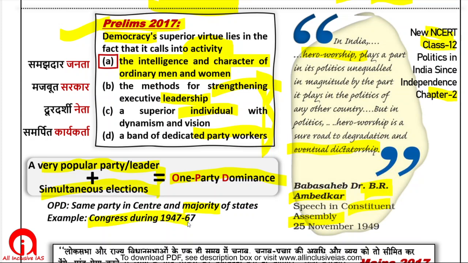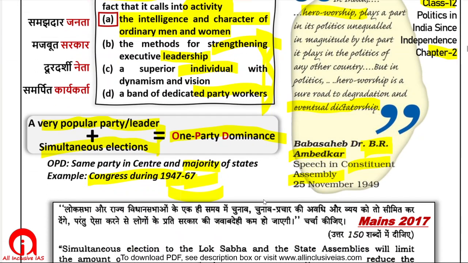So the example was the Congress of 1947-67. There were simultaneous elections in India. No accountability for the 5 years in between. Hence, the party can do whatever they want, and we know the consequences. What happened in the 1970s and 1975, right?